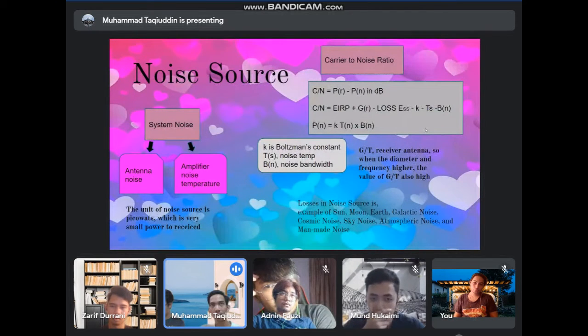Okay, this is the slide for noise source. Noise source is a source that we calculate in picowatts, which is the very small power received by the antenna. In the system noise, we have two main components to calculate the noise source, which are antenna noise and the amplifier noise temperature.